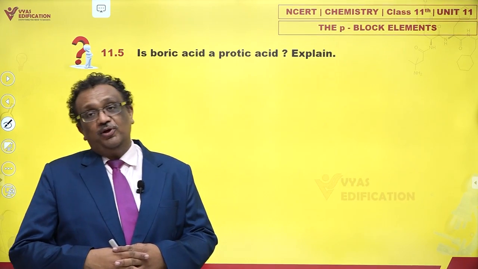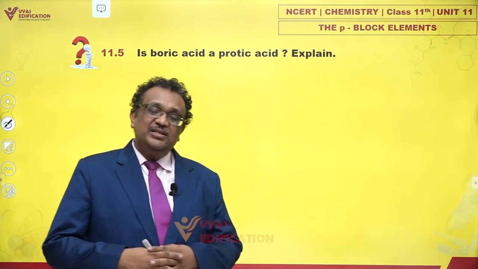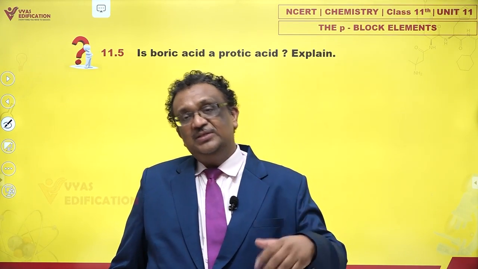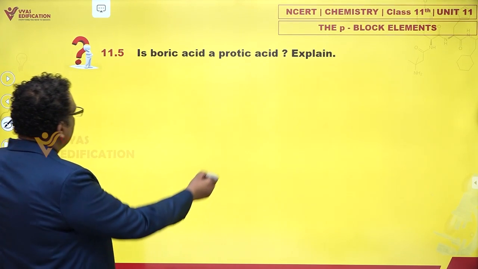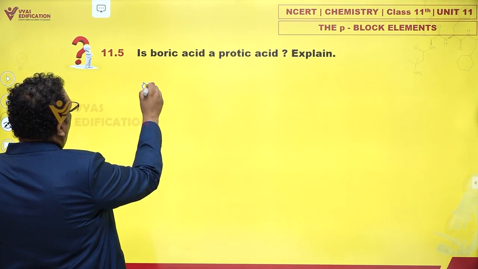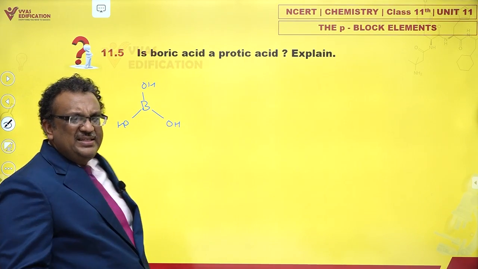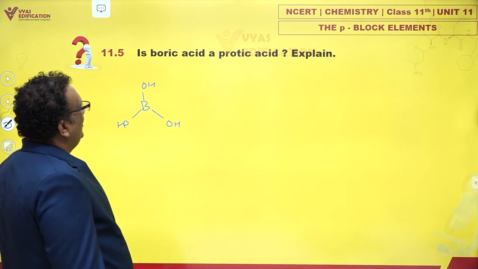Is boric acid a protic acid? Explain. What is a protic acid? A protic acid is something which donates H plus or a proton. Protic means donation of a proton. Proton means H plus. Now, boric acid has a formula B(OH)3. Does it release H plus? Actually, it doesn't. You know what happens?